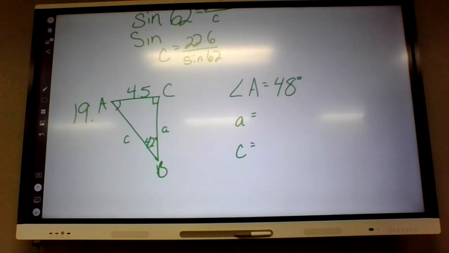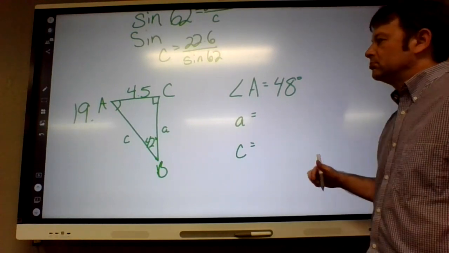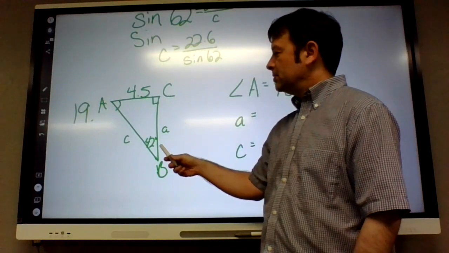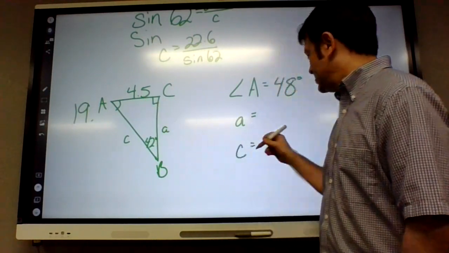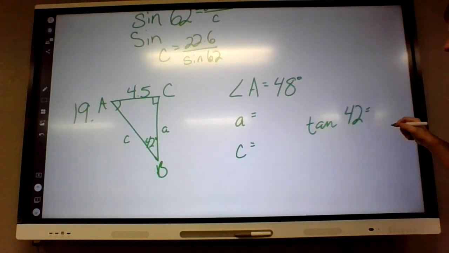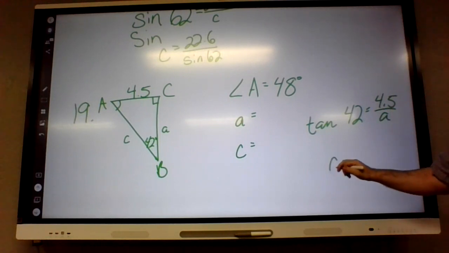Whitley, how would we do side A on this one? You have the opposite of angle 42, but you need the adjacent. So you do tangent. Opposite over adjacent is tan. And tan 42 equals 4.5 over A.